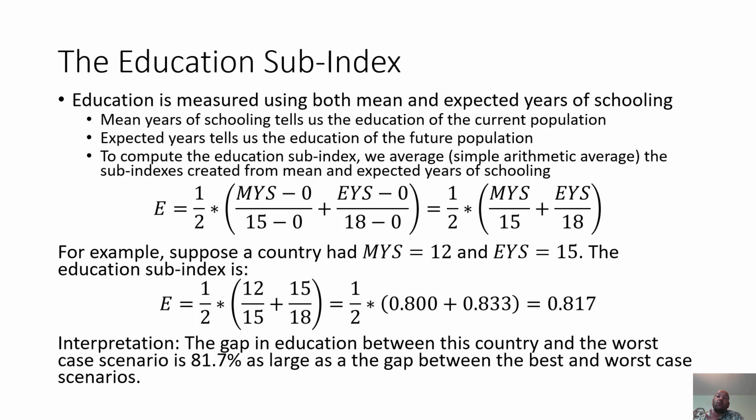So the nice thing about these subindexes is that you can actually compare them. So remember the health index was 0.769. The education index in this case is 0.817. So this is a country we can already look at and say they're actually doing a little bit better in education than they are in health. They're closer to the best case scenario when it comes to education than they are in health.